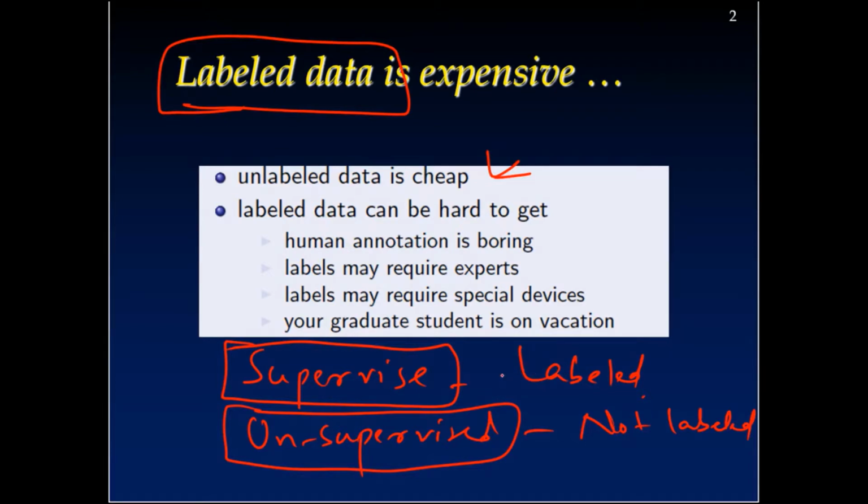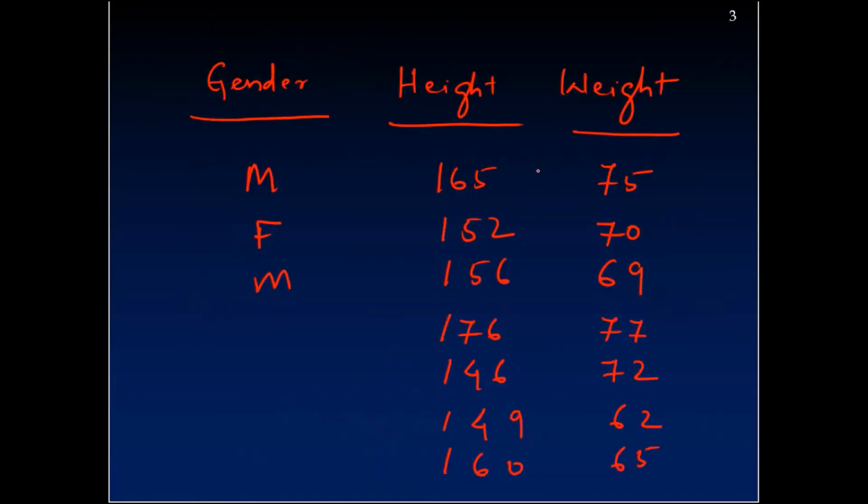Many times we have a small portion of labeled data, and there is massive unlabeled data. So can we use both combined in some way to improve the prediction? That's the idea of using semi-supervised learning. So let's see how the data looks. Here is an example. We have labeled data. We have got the target variable as gender, and we have been given the height and weight of individuals.